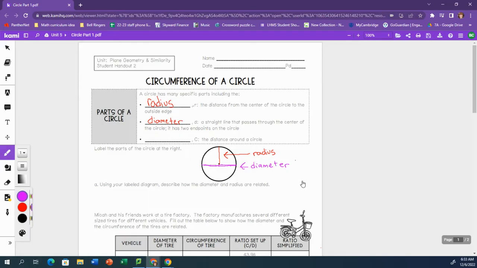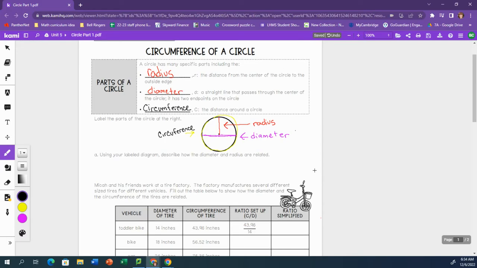And then all the way around, let me see if I can just sort of highlight it. All the way around the circle, that is called the circumference. You're not going to be able to see that, so let's put it in black. The circumference. And that's the outside amount. The circumference.